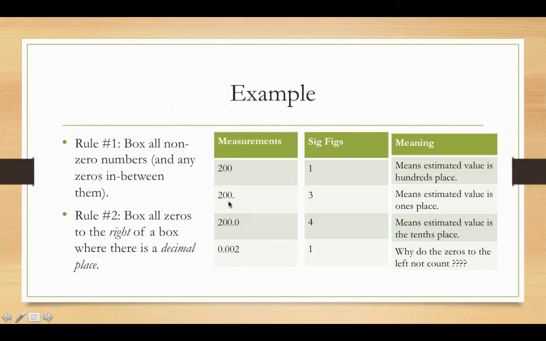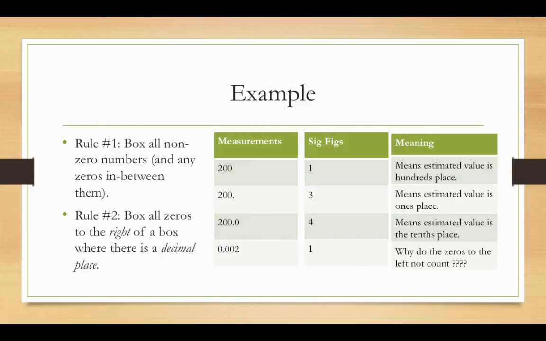If I have 200 with a decimal point recorded, then I end up with 3 significant figures. Because following rule number 1, I can box the 2, and following rule number 2, I can box all zeros to the right of a box where there is a decimal place. So that would take care of these other 2 zeros. This means that they estimated to the ones place. So we know with certainty the 200 and the tens place are correct, and it's the ones place that's the estimate.